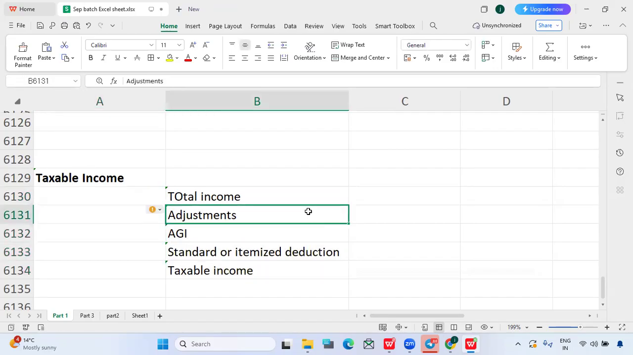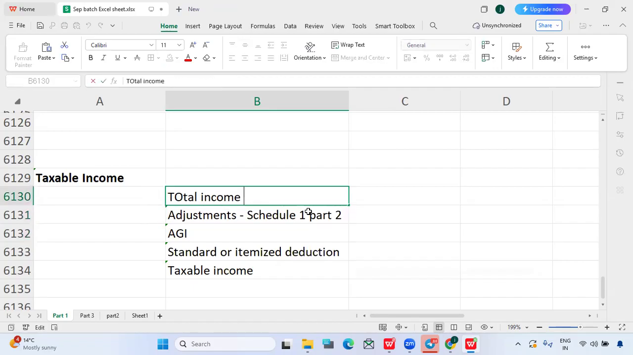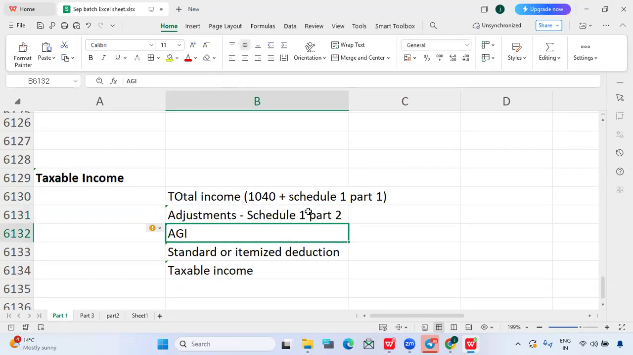So in this, where we can see adjustments to income, we can see Schedule 1 Part 2. We can see adjustments to income, and also total income, which is from 1040 plus Schedule 1 Part 1, correct. So we can see the total income directly on 1040, as well as in Schedule 1 Part 1. And then adjustments, AGI, standard deductions or itemized deduction, and taxable income.